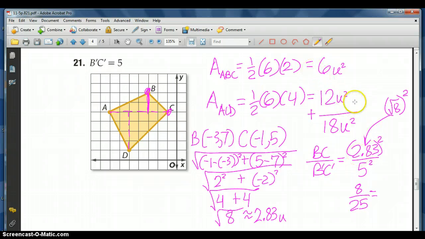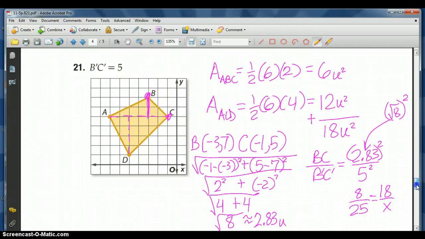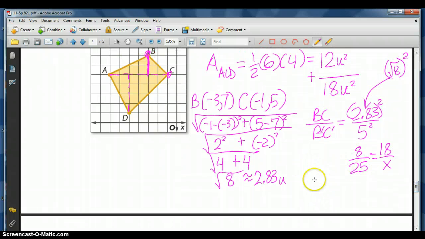So the area of ABCD is 18, and the area of ABCD prime we don't know. So once again we would cross multiply, and divide. And there we have the area of ABCD prime.